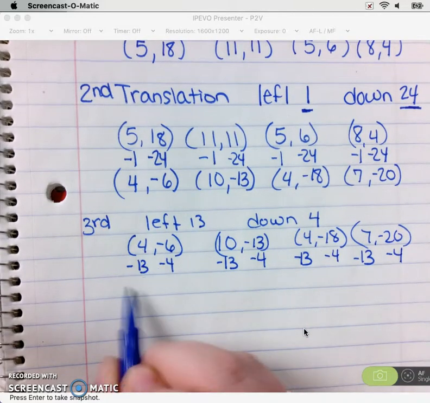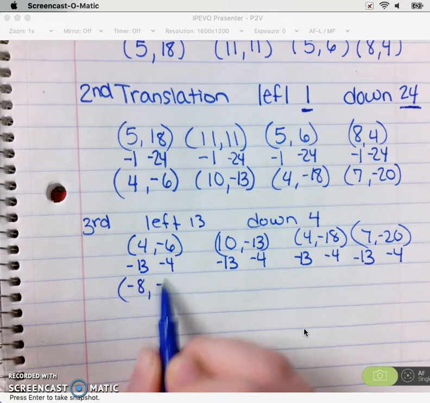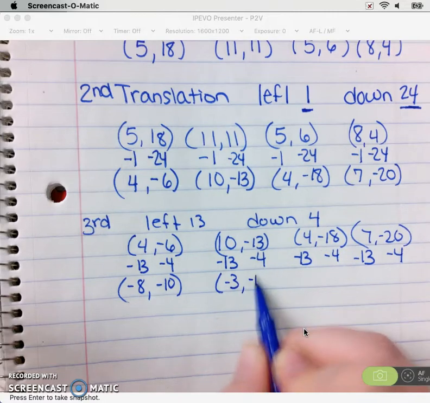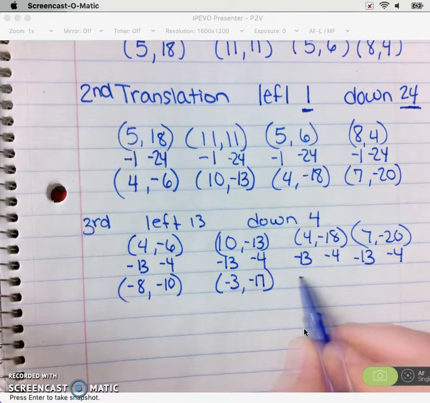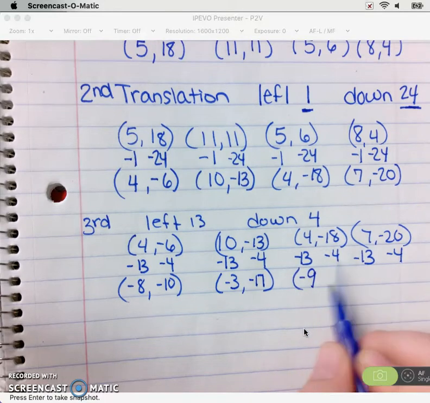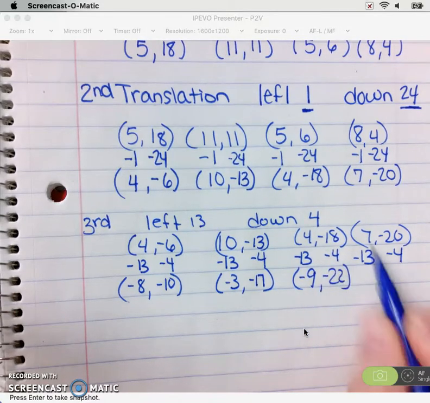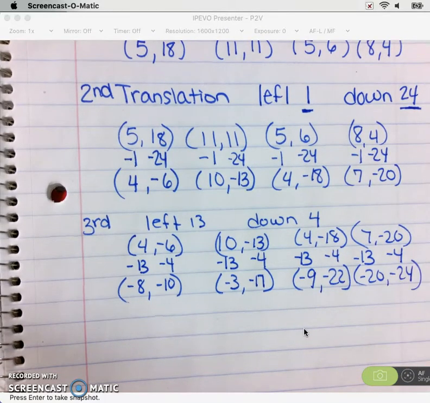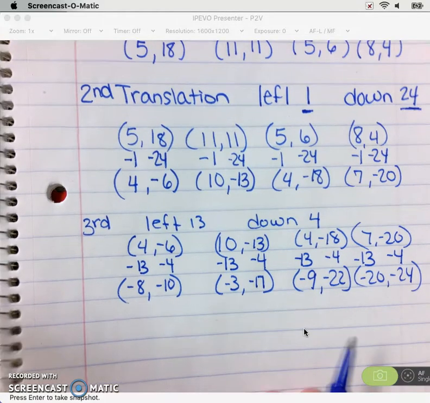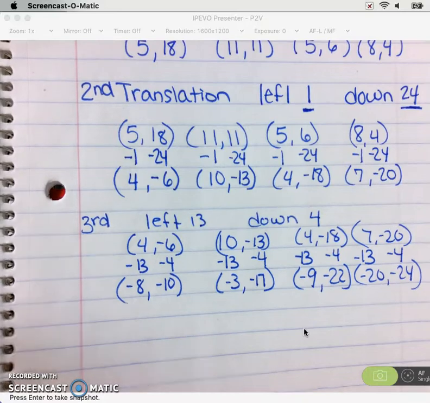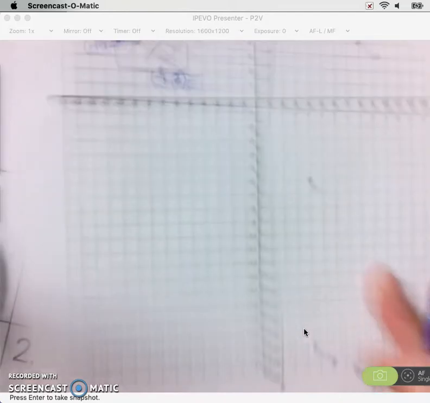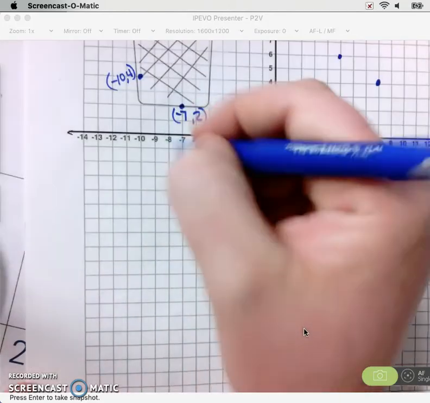4 minus 13 is a negative 8, negative 10, negative 3, negative 17, negative 9, negative 22, negative 20, negative 24. So all of these should be in the negative quadrant, so they should all be negative negatives. And I'm going to go plot my points. Again, these are going to be a little bit off of my graph, but that's okay. Yours should not be. Yours should be on your graph.